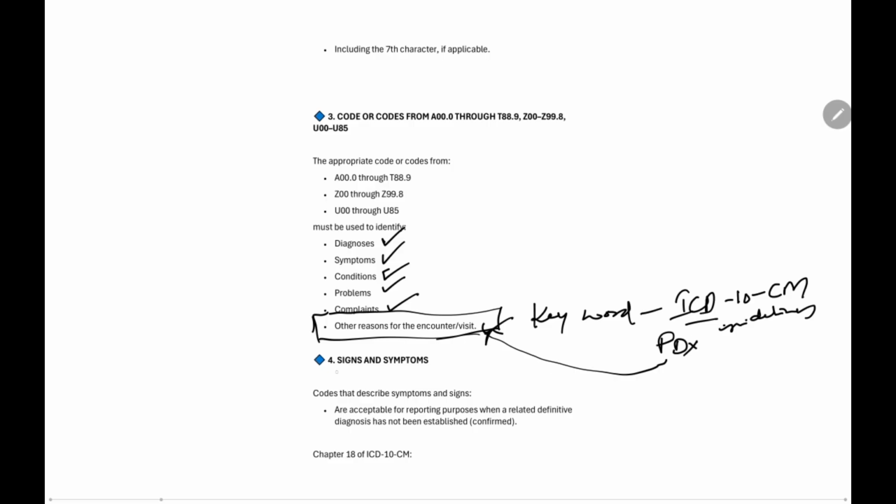So next we are seeing signs and symptoms. Codes that describe symptoms are acceptable for reporting purposes when a related definitive diagnosis has not been established. Okay, I will explain it to you. Don't get confused. No need to panic here. I will show you what it is.